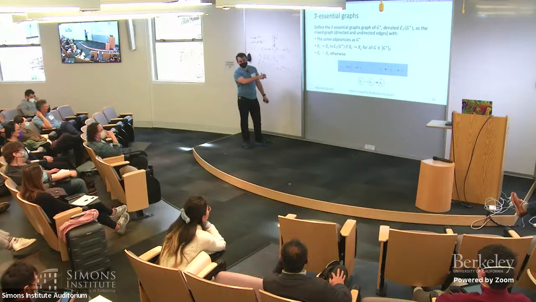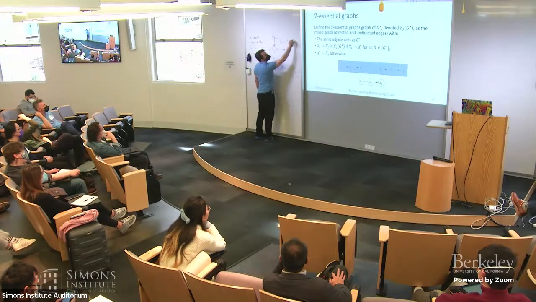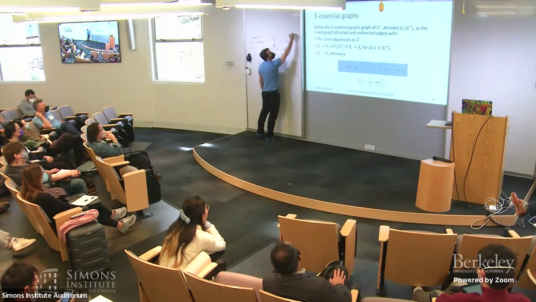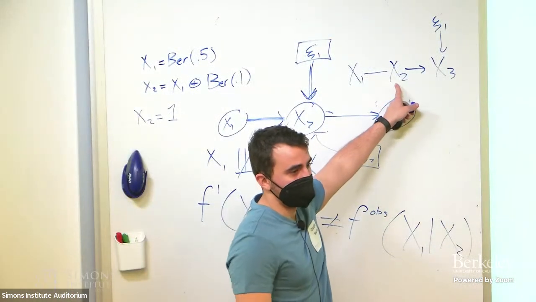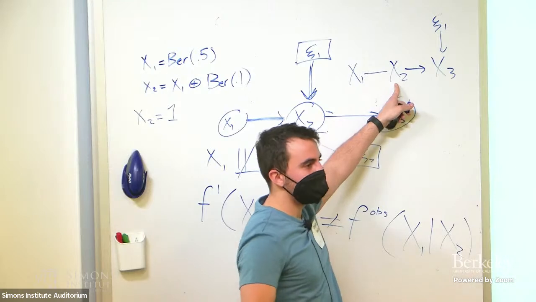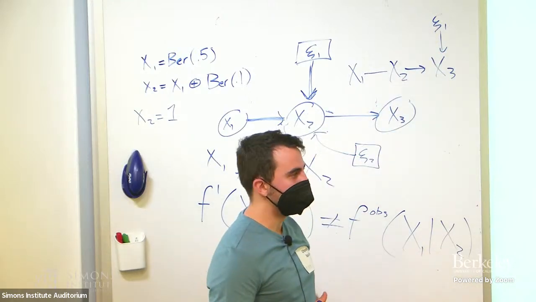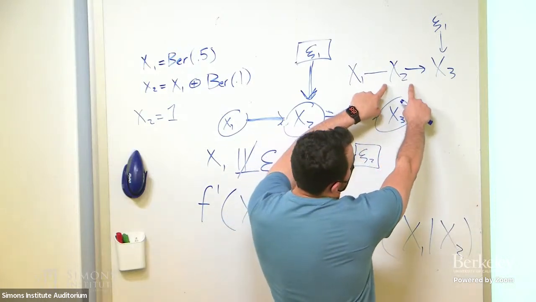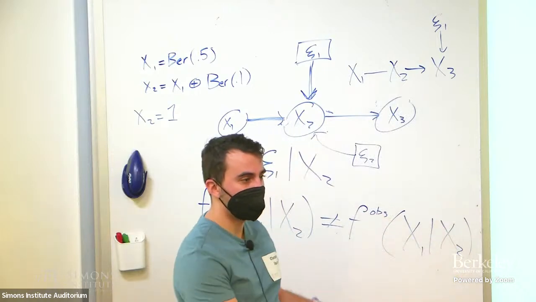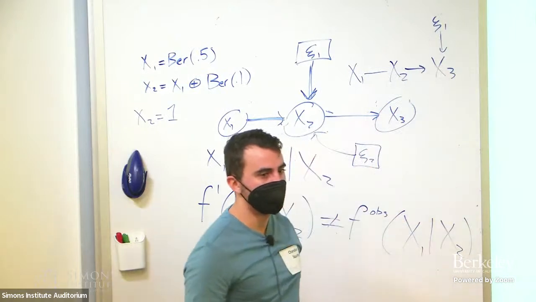You could imagine just leaving in the intervention variable. This would be the I-essential graph, or the essential graph if you left in this intervention variable. But because we're just storing the state of our knowledge about the relations between the system variables and not the intervention variables, we just don't draw those in. They don't really matter.